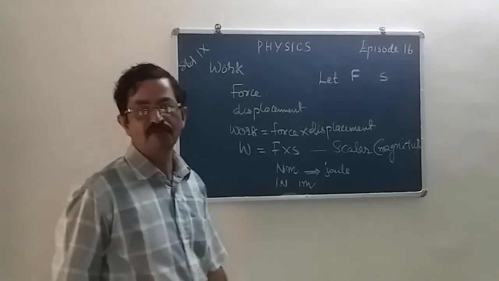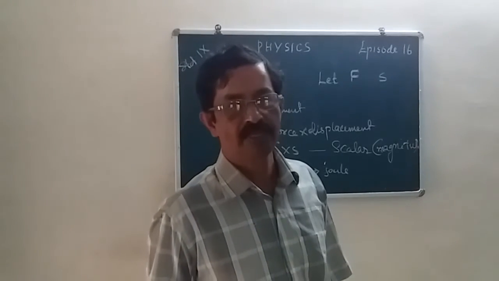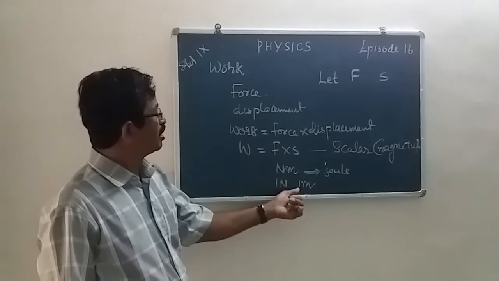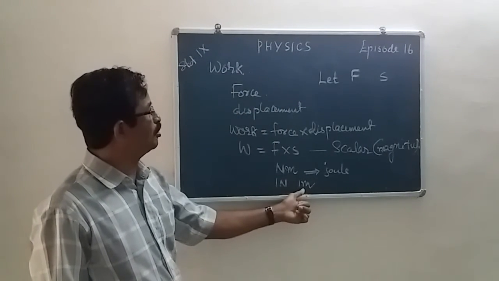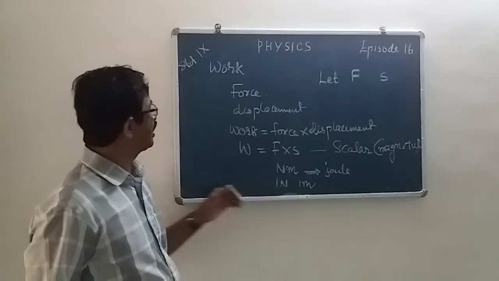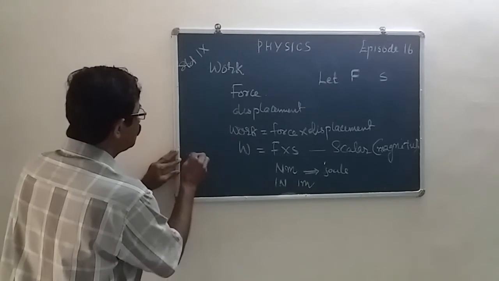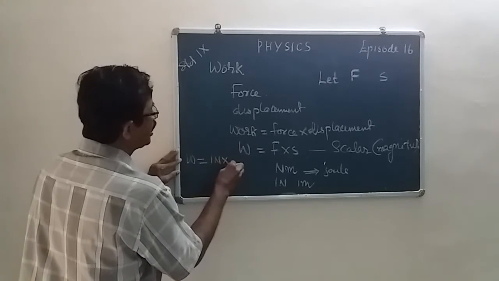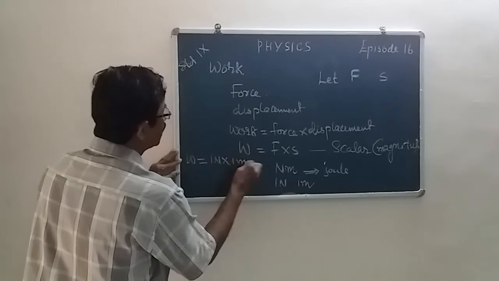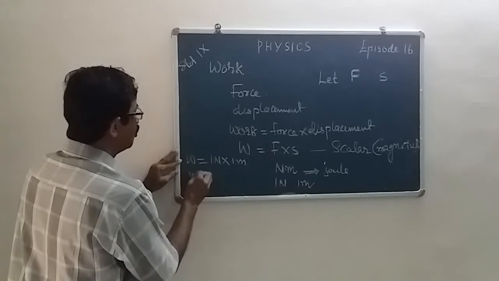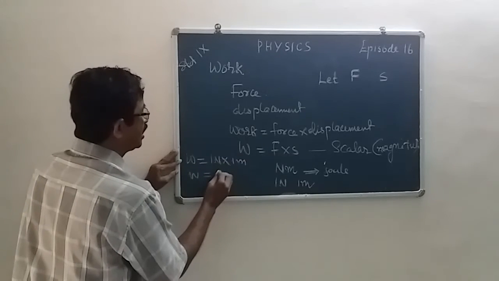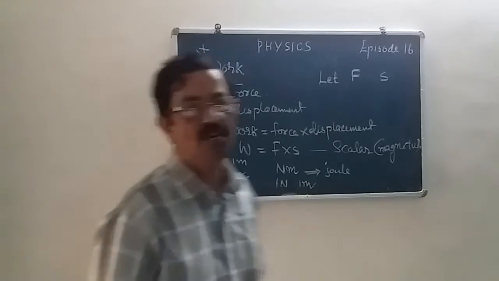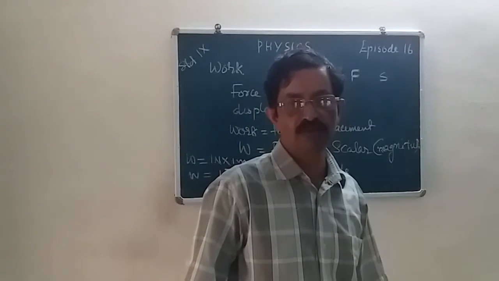Let me apply a force of 1 Newton. If that force makes a displacement of 1 meter, then work W is equal to force, that is 1 Newton, times displacement, that is 1 meter. Then work W is equal to 1 Newton into 1 meter, that is 1 joule. So here work is how much? 1 joule.